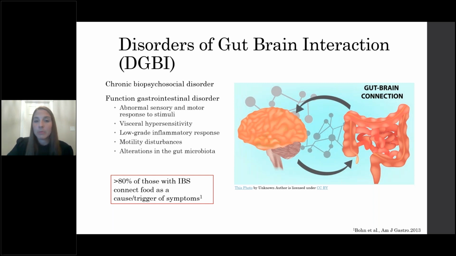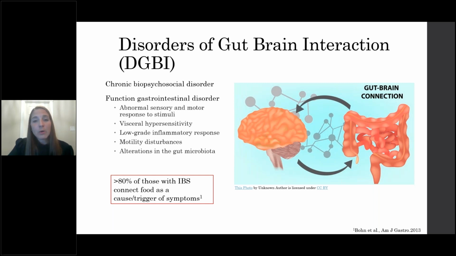a lot of the treatment options for irritable bowel syndrome, but I did want to highlight this one paper. It's several years old now, but they surveyed patients with irritable bowel syndrome and asked the individuals to classify what they thought their causes or triggers were to their IBS-related symptoms. And over 80% of the survey respondents indicated that food was either the cause or a trigger of their symptoms.